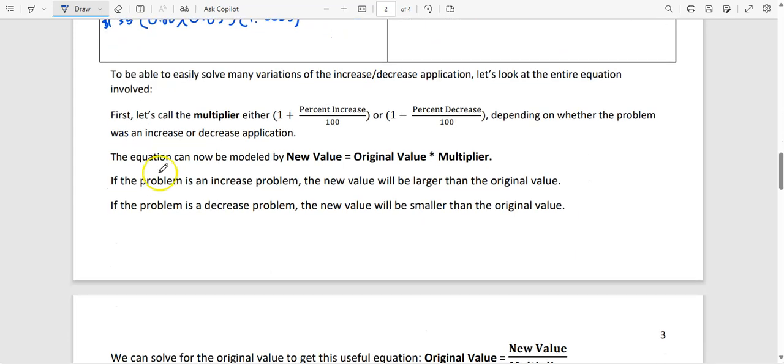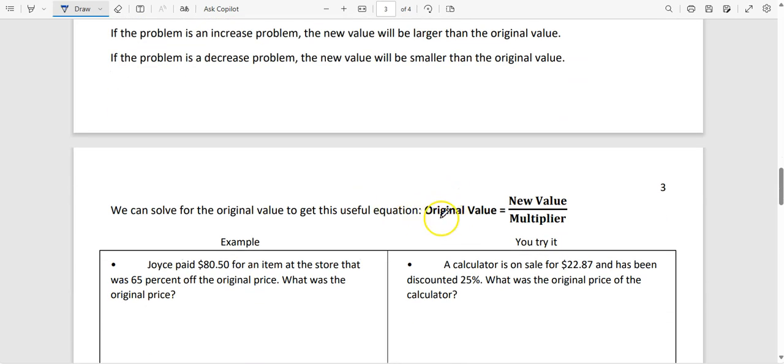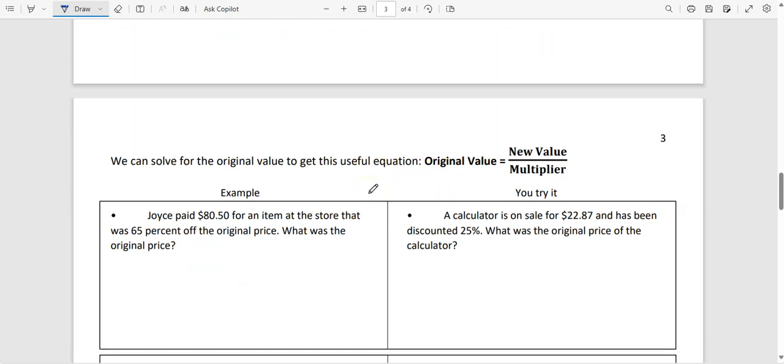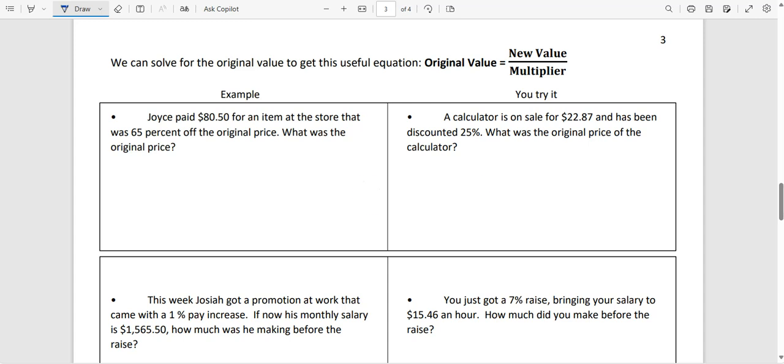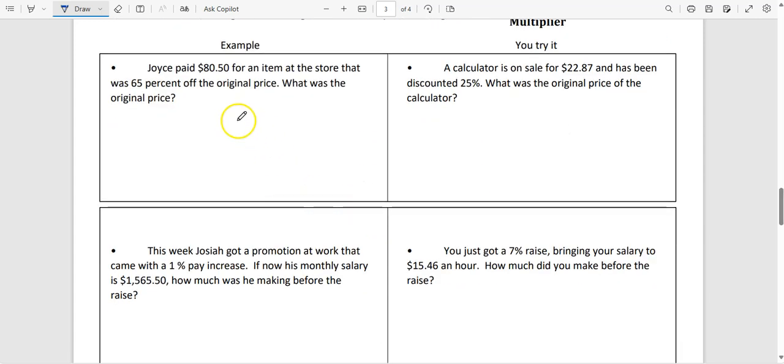Okay, let's continue on with this video. We now basically have the new value equals the original value times the multiplier as a formula. And if we just divide by the multiplier, we can get this version. The original value equals the new value divided by the multiplier. And this is a very fast and efficient way of undoing a percent increase or percent decrease. So let me show you two examples.